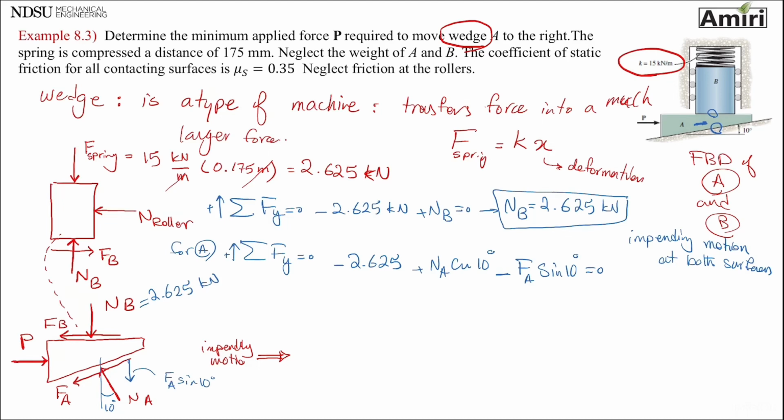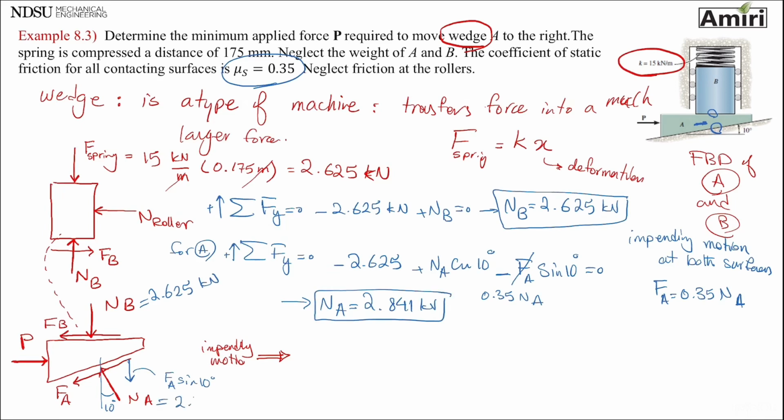I have NA, impending motion at both. So it is fair to say FA is equal to 0.35 NA. Where did I get that? Right there. So if I do that, 0.35 NA, the only unknown here is NA, so I can find NA to be 2.841 kilonewtons. Okay, 2.841. All right. So when I know that, that means I know FA.